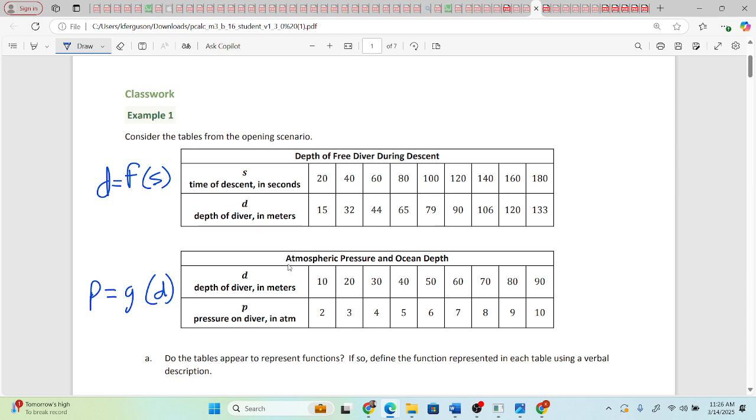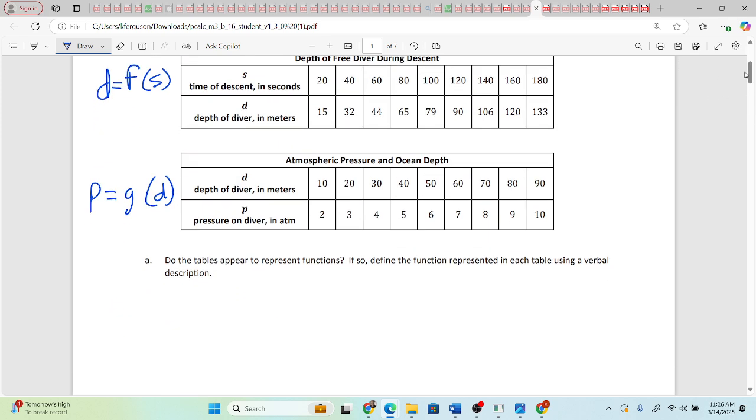Yes, no? Okay. So let's hit the ground running with A. Do the tables appear to represent functions? Yeah, I just told you they did. If so, define the functions represented in each table using verbal descriptions. So let's talk about it.